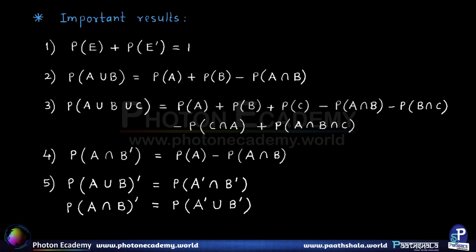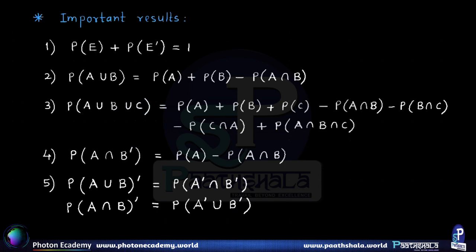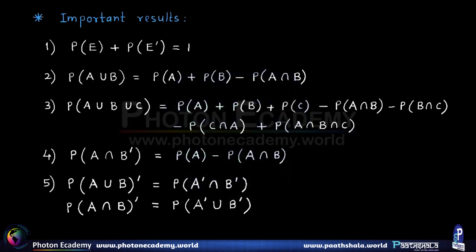Now the second result is what is called the addition theorem for probability. It says P of A union B is equal to P of A plus P of B minus P of A intersection B. Now this also directly follows from the corresponding result from set theory, where instead of P we have the number of elements in those respective sets, and when we divide that result by n of S, which is the number of elements in the sample space, we get this particular result number 2. Now this result can be extended to any number of events.